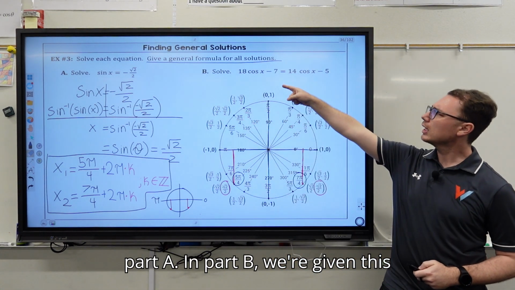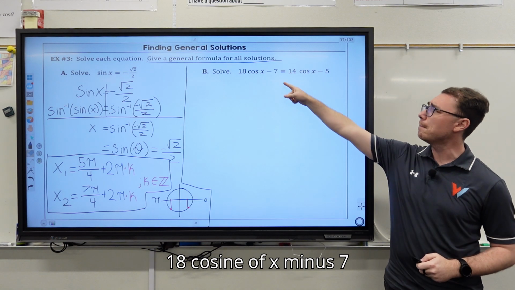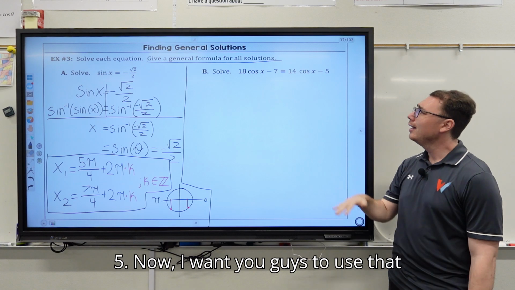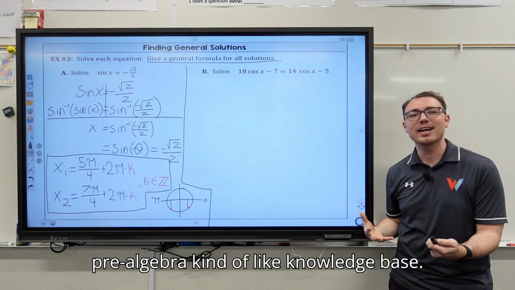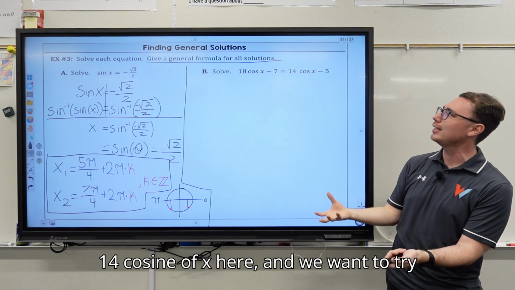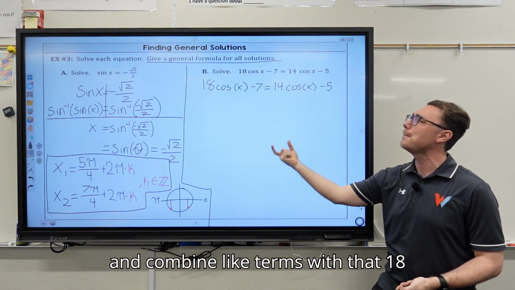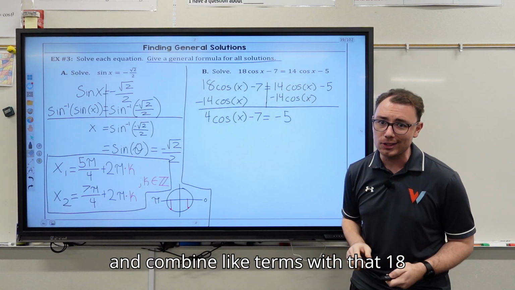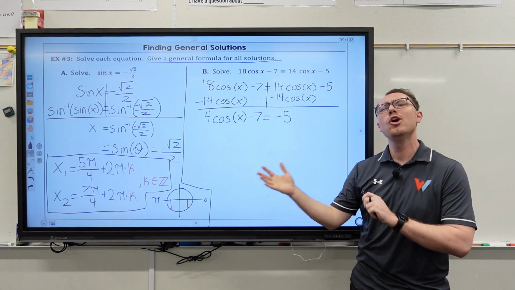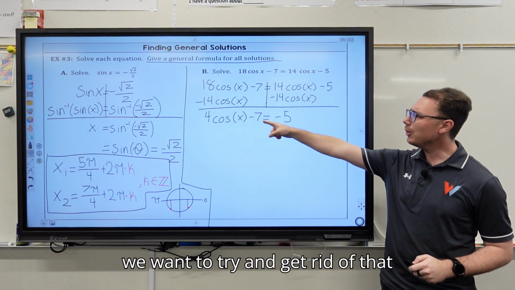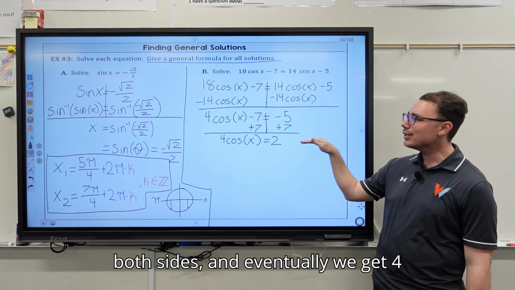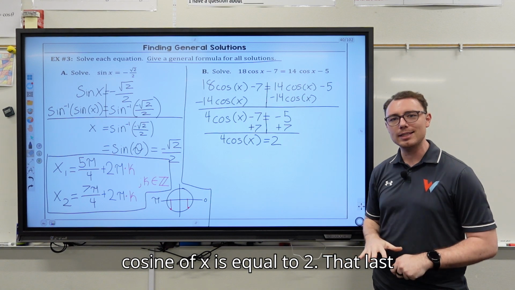In part B, we're given this 18 cosine of x minus 7 is equal to 14 cosine of x minus 5. Now I want you guys to use that pre-algebra knowledge base where we want to take this single term of 14 cosine of x here, and we want to try and combine like terms with that 18 cosine of x here. These two happen to simplify down to that 4 cosine of x. We're just moving those terms around. Now we want to try and get rid of that negative 7, so we're going to add 7 to both sides, and eventually we get 4 cosine of x is equal to 2.